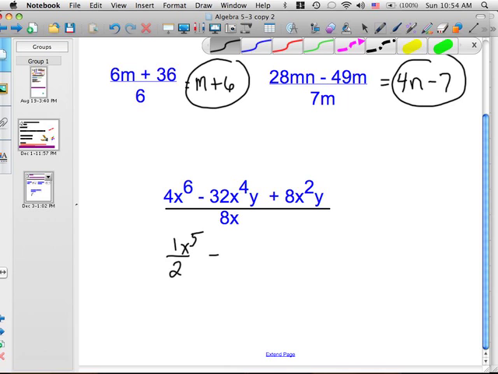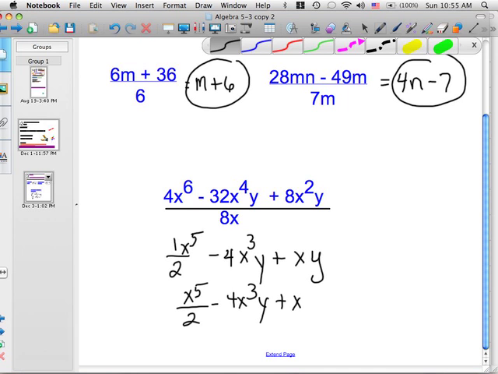Minus 4, 8 goes into 32, 4. I can take out 1x, and that leaves me x to the 3rd y. And the third term, the 8's cancel, so that leaves me 1. And I don't have to write that down. Then the x cancels with the x squared, leaving me an x, y. So my answer is x to the 5th over 2 minus 4x cubed y plus xy. And I drop that 1 there.